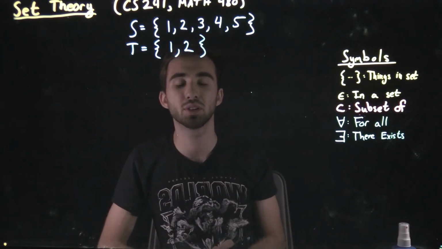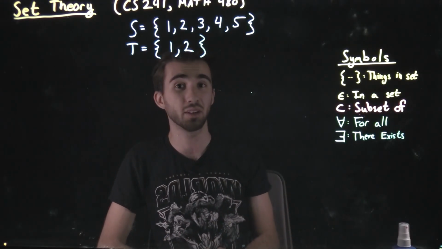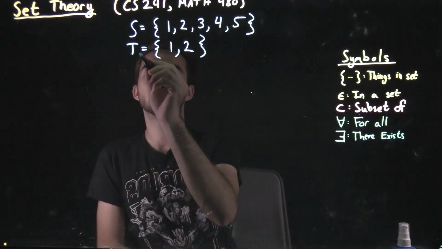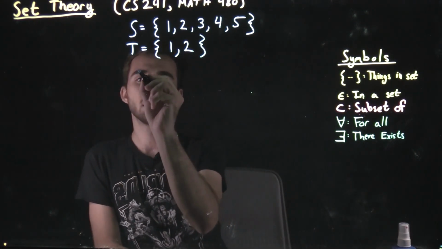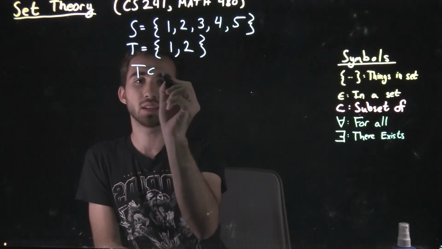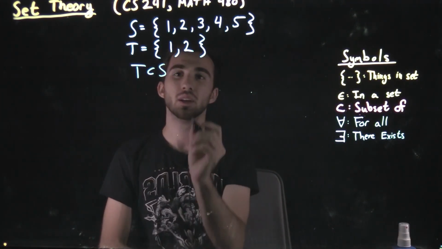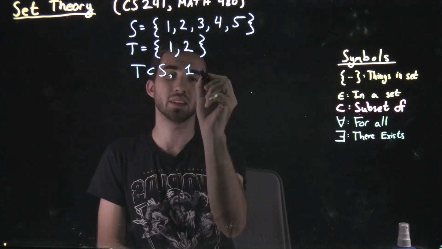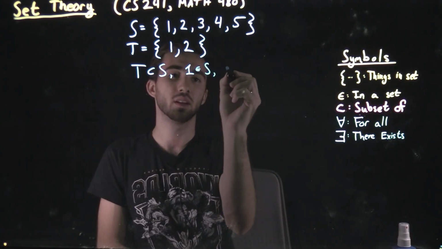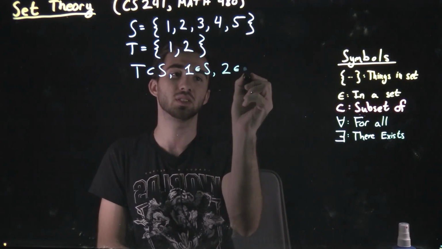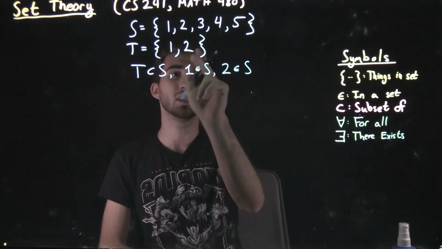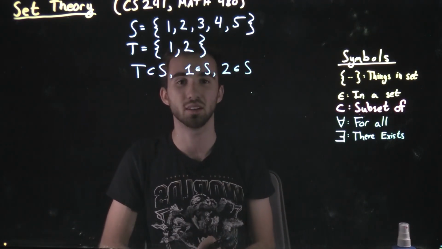Okay, so we're going to be doing the subset example again, but instead of football teams, we're going to be using numbers. It's easy to see here that T is a subset of S, right? Because, look, 1 is inside of T, and 1 is also inside of S. And 2 is inside of T, and it's also inside of S. So everything inside of T is also inside of S.